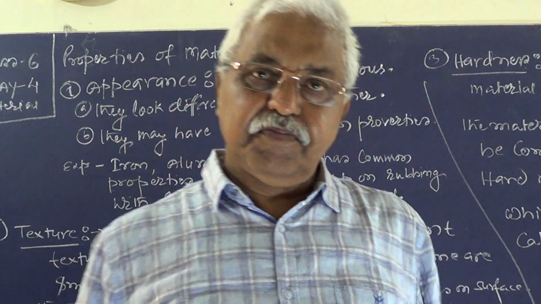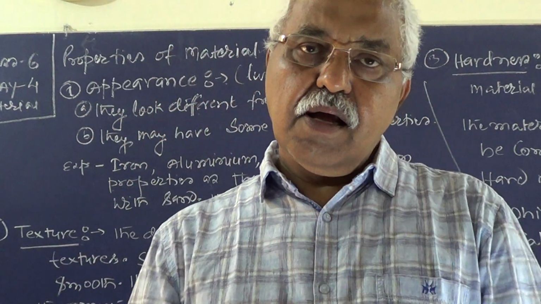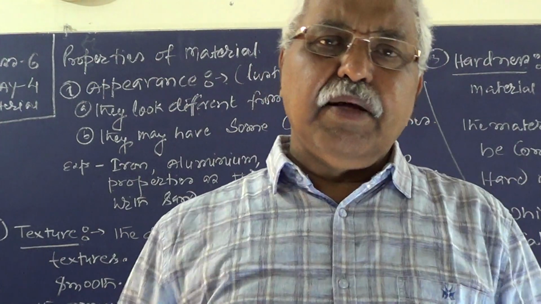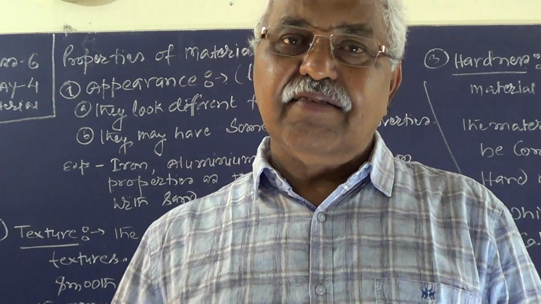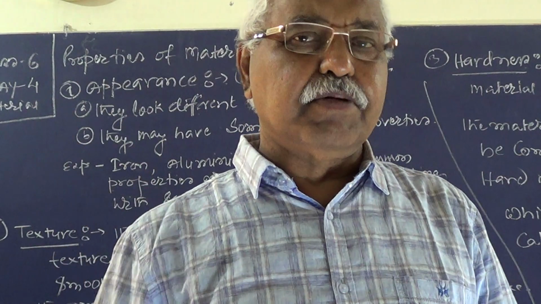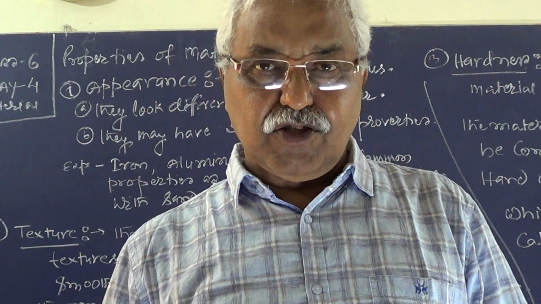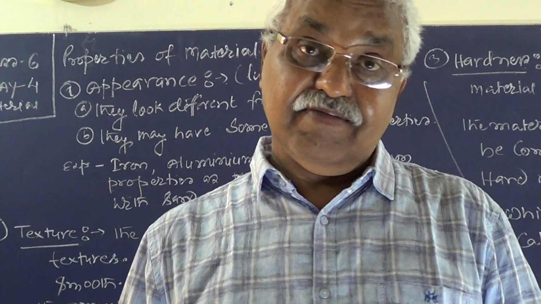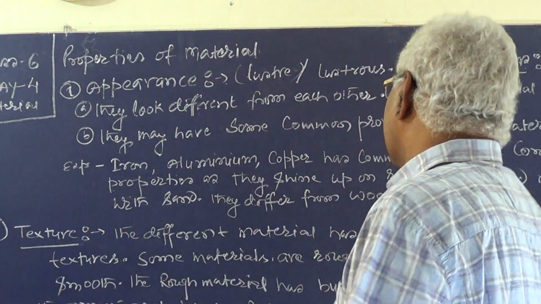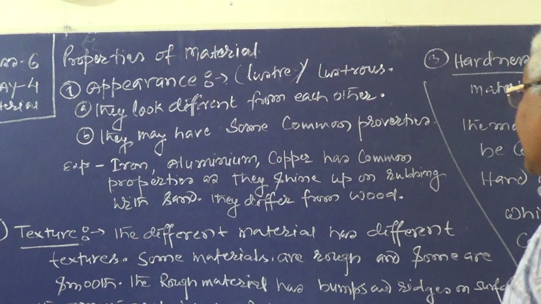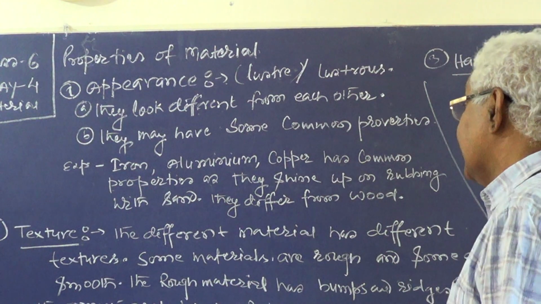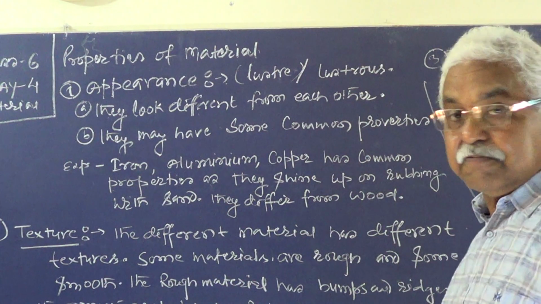So children, when you rub the metal, it shines. The shining property of the substance or material is known as lustrous. I have written it here: appearance, luster or lustrous. The materials look different from each other.